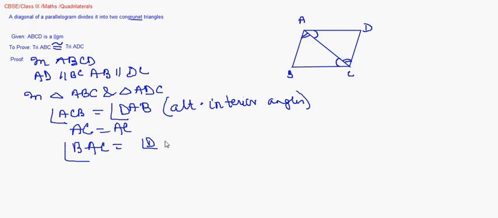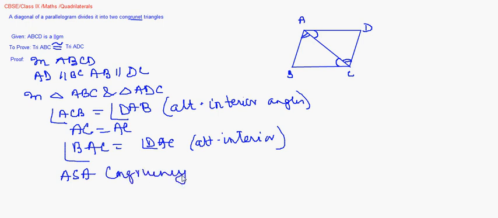Angle DAC, for the same reason, alternate interior. So by ASA congruency, we prove the congruency of triangle ABC with triangle CDA. So a diagonal of a parallelogram divides the parallelogram into two congruent triangles.